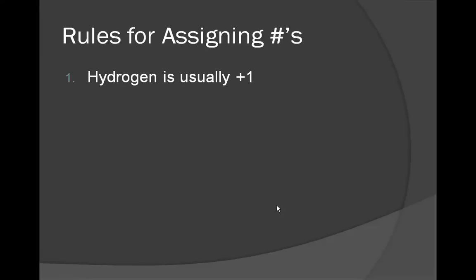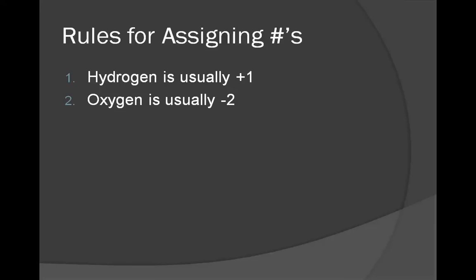So let's get started. First of all, hydrogen is usually +1, and if you've had me in class, you've heard me say over and over, chemistry is the science of exceptions. The only time hydrogen's not +1 is when it's a metal hydride. It would be -1 there, but you don't have to worry about it. 9 times out of 10, even more than that, hydrogen's +1. So as far as you're concerned, hydrogen's +1.